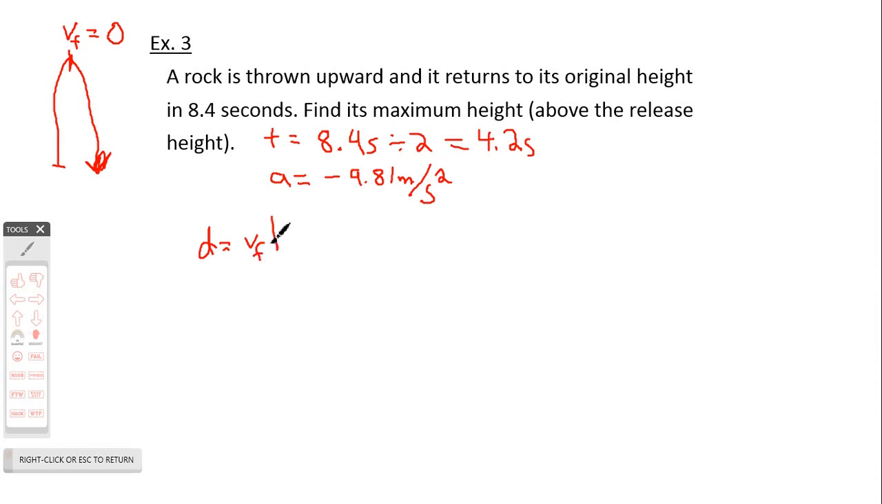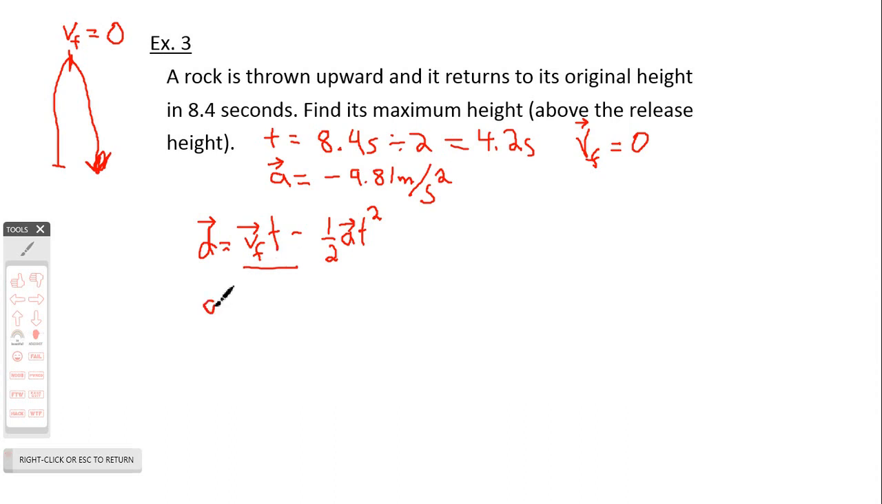I do know a final velocity if I decide, instead of looking at the whole time it's in flight, to look at half the time. Because to go from here to here, this is halfway in the middle, and halfway in the middle I've got VF equals 0. So the time I'm actually going to use is 8.4 divided by 2, because I want half of that. So that's going to be 4.2 seconds.